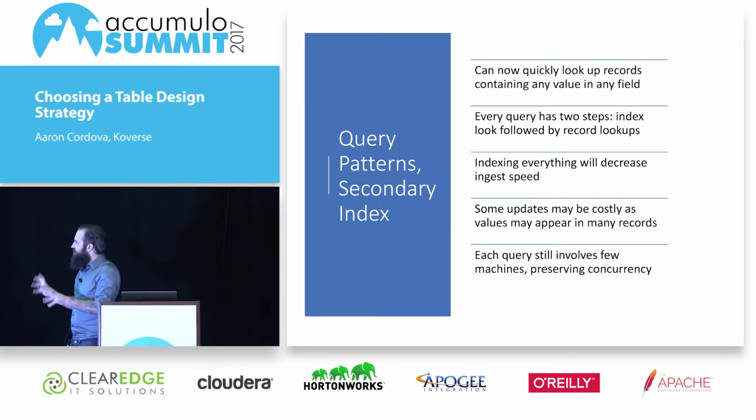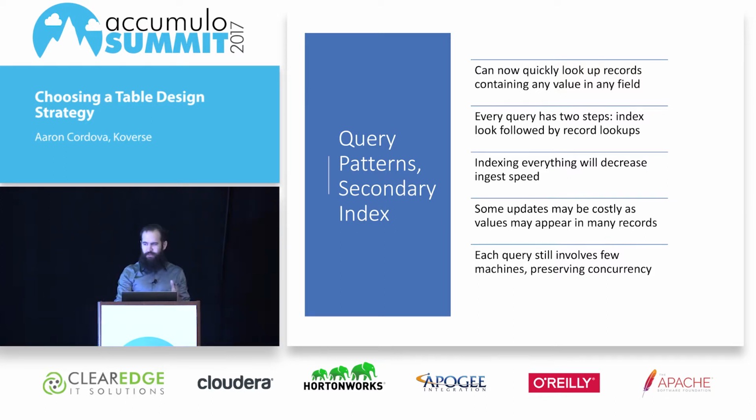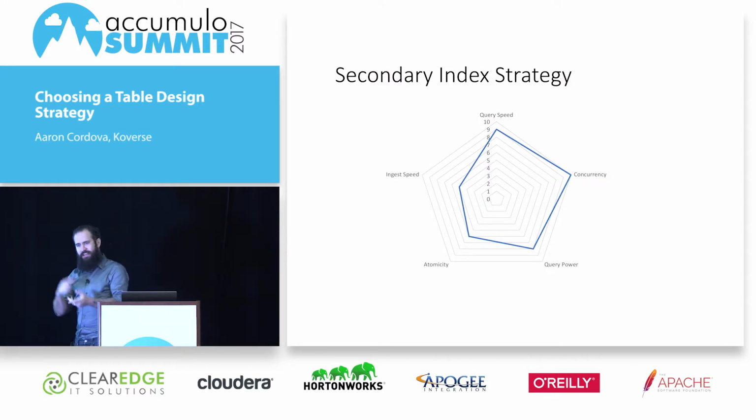Each query still involves few machines, so your concurrency is going to be good because you do a very minimal scan here. You can get a relatively small number of records, ideally, and then you can batch scan those. So it's a little more expensive, but the concurrency is still going to be really good. So your query speed is really good, but now it's a 2-step thing. In practice, it's pretty good still, to the point where I would say 90% of the best. Concurrency is still high. Ingest speed has been halved. And atomicity has gone down by quite a bit as well. But your query power now is way out there.